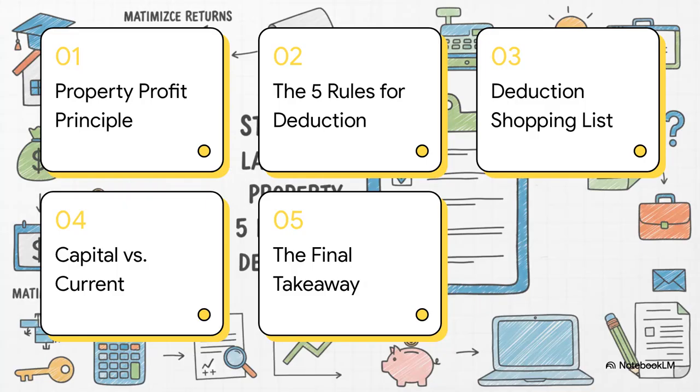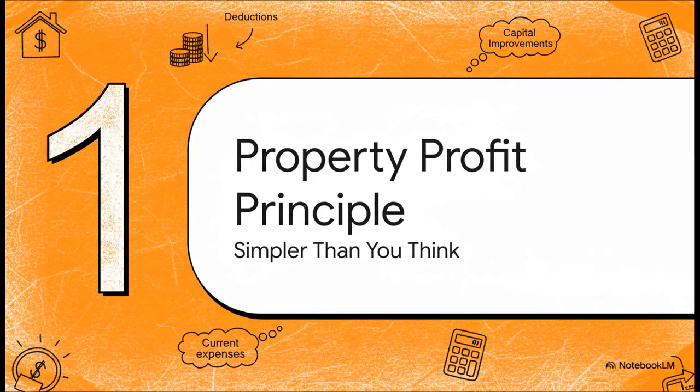Okay, so here's a quick look at our game plan. First, we'll hit the property profit principle. Then, the big one, the 5 rules for deduction. After that, a quick shopping list of stuff you can usually deduct. We'll spend some real time on the difference between capital and current expenses. That's a huge one. And then, we'll wrap it all up. Let's get into it. All right, first up, the property profit principle.